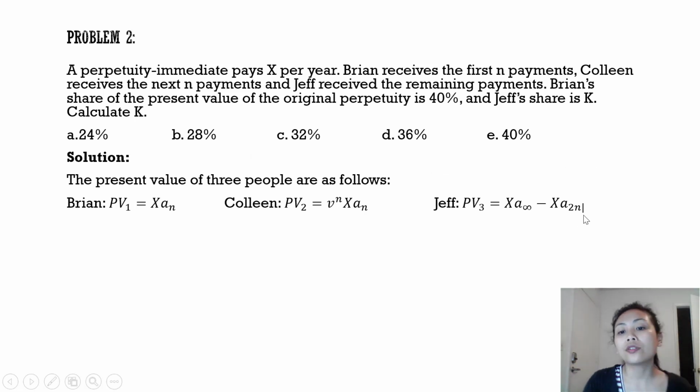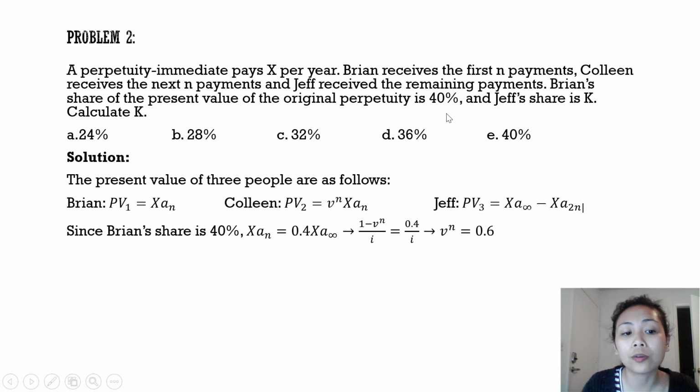Now one more piece of information is given: Brian's share of the present value of the original perpetuity is 40%. That means this amount divided by Xa_infinity is 40%. Since Brian's share is 40%, we have Xa_n, the present value of Brian's amount, equal to 0.4 times the present value of the whole perpetuity.